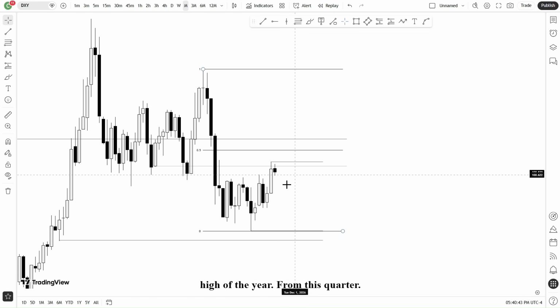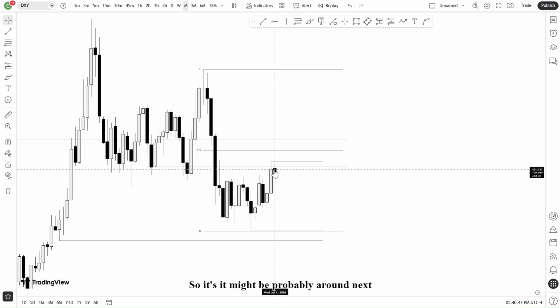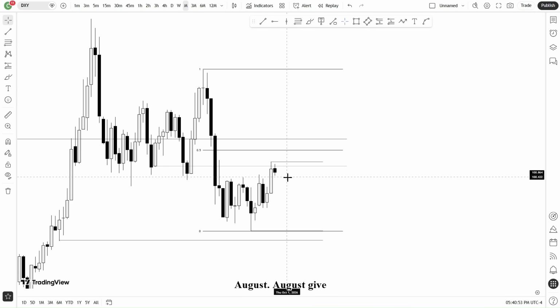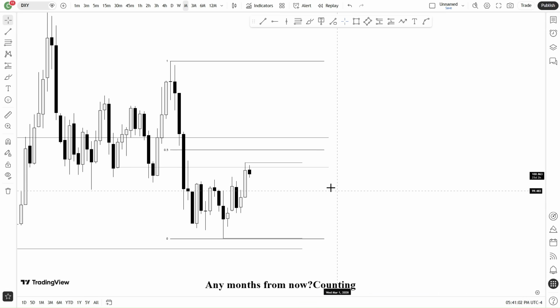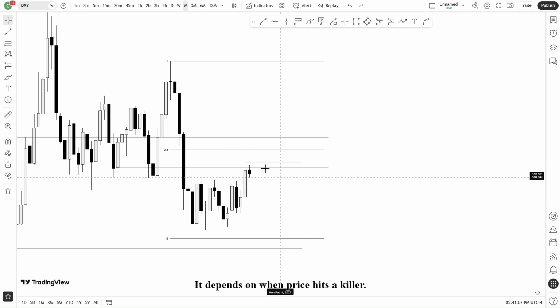So I'm expecting the high of the year from this quarter. It might be probably around next month, which is August, to give me the high of the year, or it can be the last month of the quarter, right? So any month from now, counting down from now, can give me the high. So it depends on when price hits a key level.